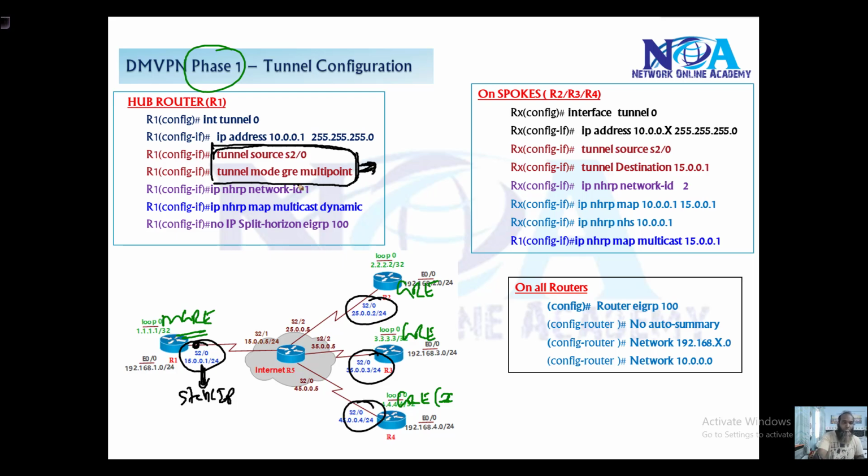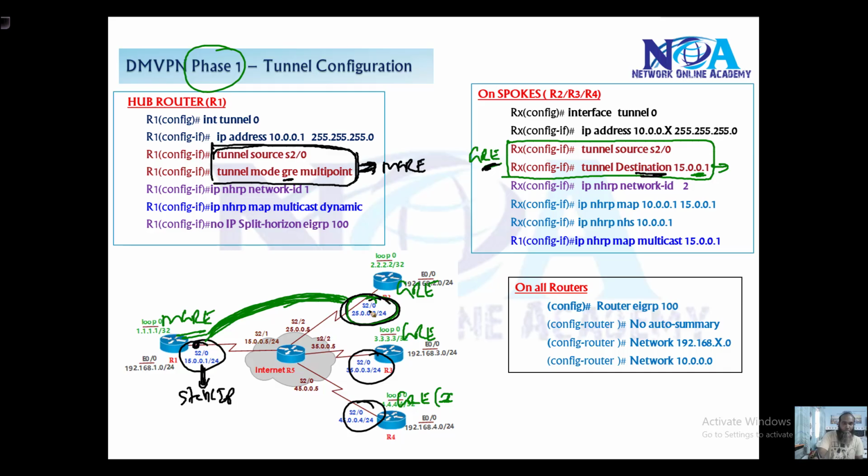So if I'm using the tunnel mode command instead of tunnel destination, you need to understand I'm using multi-point GRE. And if I'm using the tunnel destination command, I'm saying the tunnel starts from here and it ends on router 1. So this is the public IP of router 1, from router 2 to router 1. This means we are using GRE. So whenever you see the tunnel destination command configured on the spokes, you need to understand it's a point-to-point tunnel.